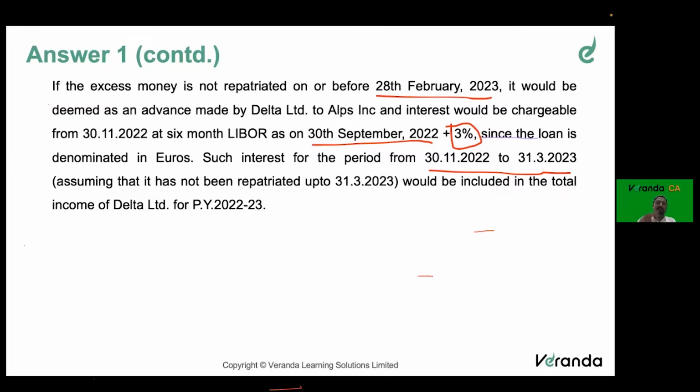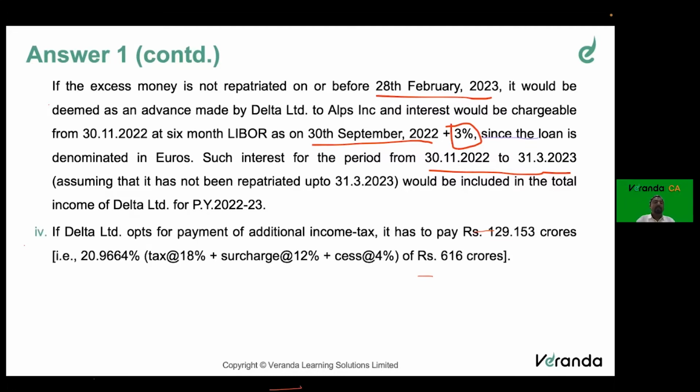So you are calculating this 4-month interest, that is December, January, February, March, at LIBOR rate, whatever it is, plus 3%. This will be applied on that particular 616 crores to identify what will be the income. So that is the thing.